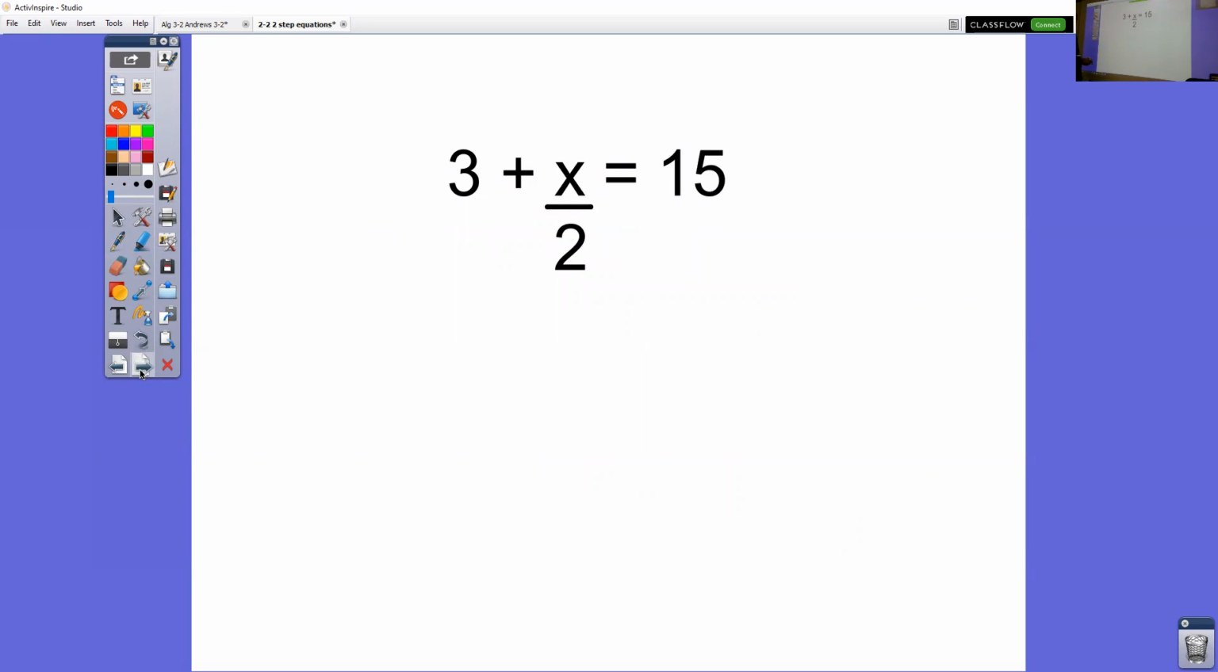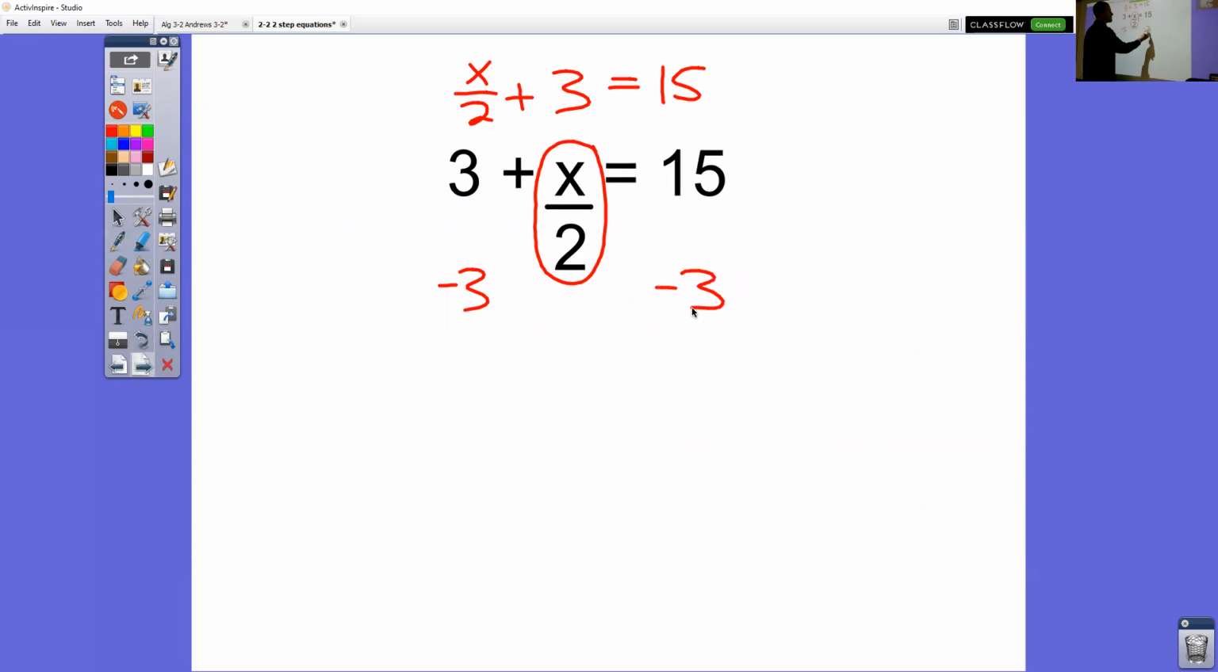In this one, they try and trick you by writing the problem backwards. If you don't like how it's written, you can always switch around adding questions like this and make it x divided by 2 plus 3 equals 15. But you shouldn't have to do that. Our goal is to try and get the number that's with the letter all by itself. So we're going to try and get that x divided by 2 all by itself.